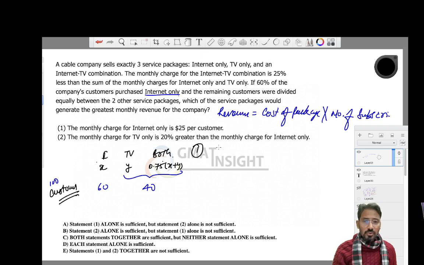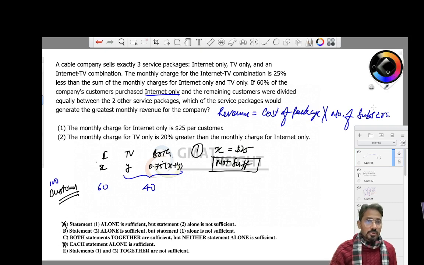So for internet only, that means we know X is equal to 25, but since we know nothing about Y, we can't calculate what is going to be the revenue from both. Therefore, the first statement is clearly not sufficient to answer the question, and right at this stage, I can say options A and D are absolutely out. Now let's look at the second statement.